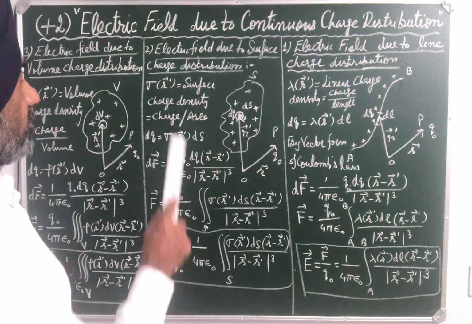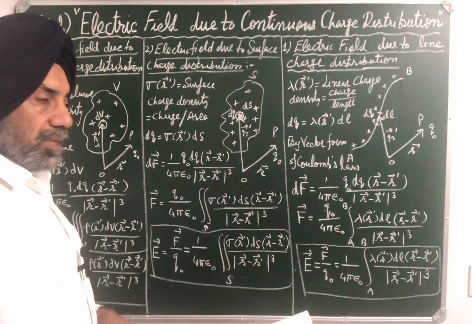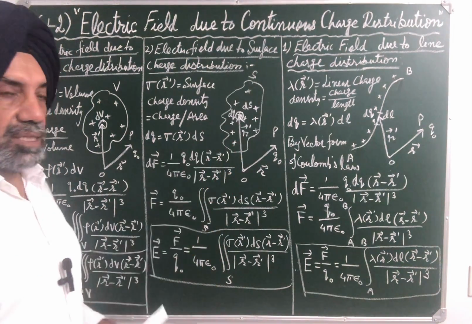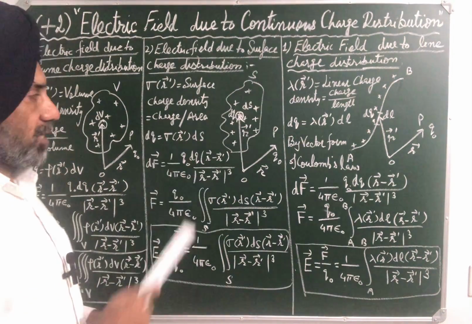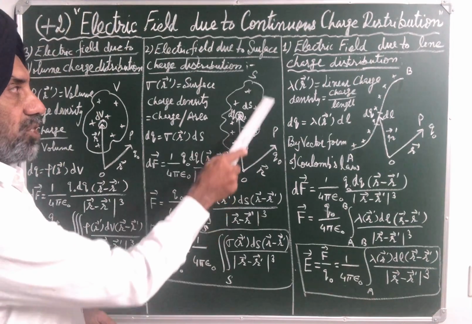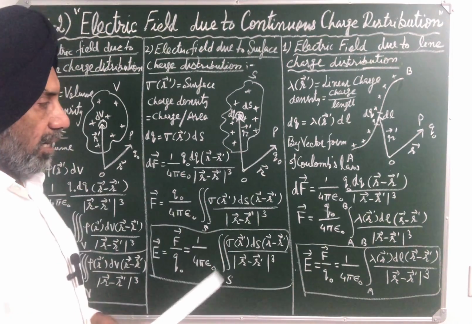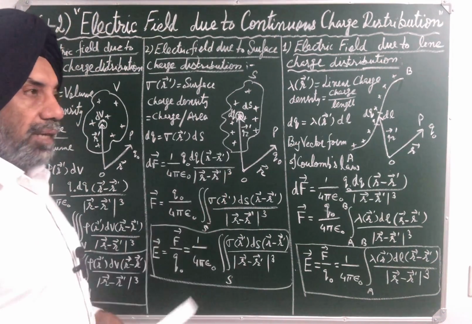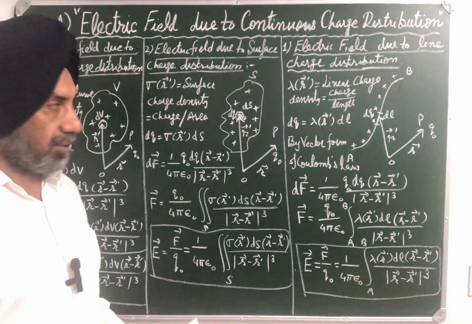Clear? Next, electric field due to a surface charge distribution. We'll repeat all the steps but with a little difference. Suppose we have a continuous surface charge having surface charge density sigma r dash, that is, charge per unit area. Let P be any point where electric field due to this surface charge distribution is to be determined. Let q naught be the test charge at P at location r vector from the origin. Let a small element of area ds having charge dq be at location r dash vector.